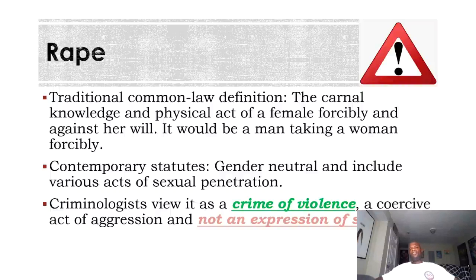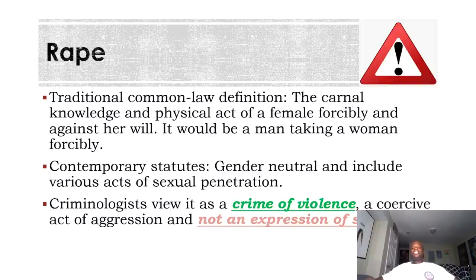So when we look at our traditional common law definition, it's the carnal knowledge and physical act of a female forcibly and against her will. Essentially, what this breaks down to is a man taking a woman forcibly. Now, that was the traditional common law definition. This type of assault would only be committed against women, period.